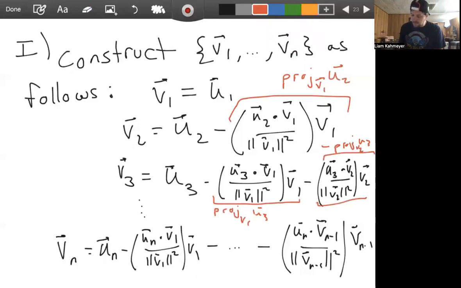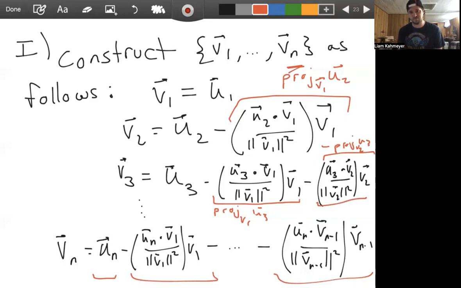And then you just continue this process until you run out of vectors, right? The last vector is UN, and then minus the projection onto all previous vectors, right? You'll take UN minus the projection of UN onto V1, minus the projection of UN onto V2, and so on, all the way up to the n-1 term. And then you've completely exhausted your vectors.